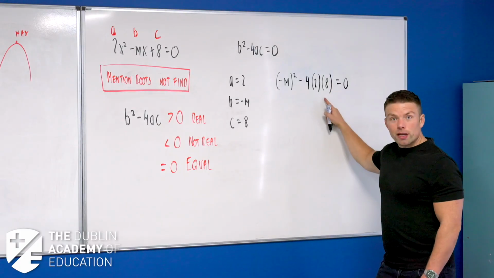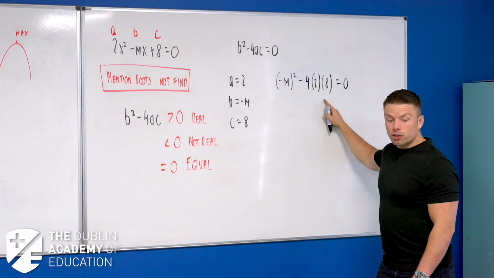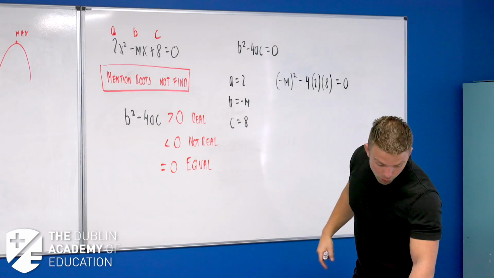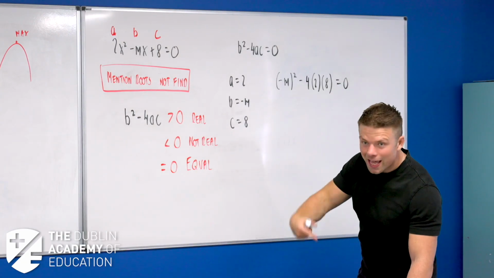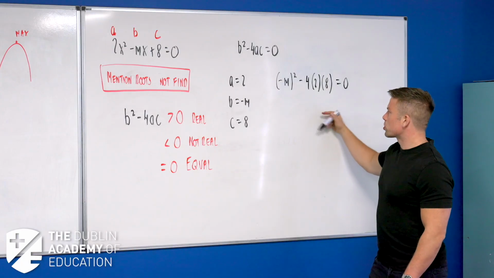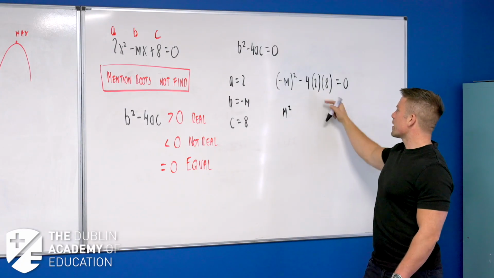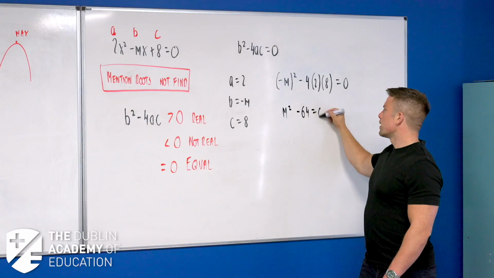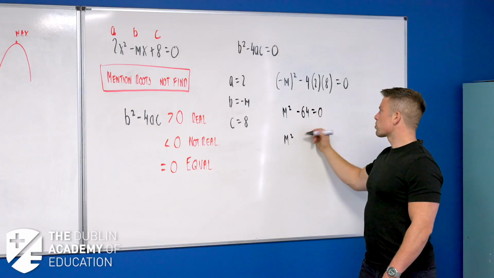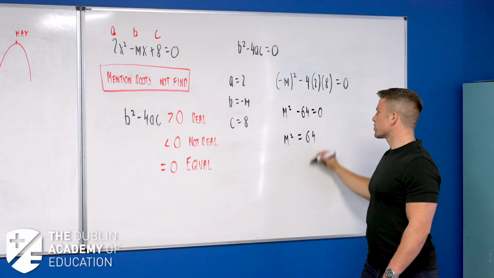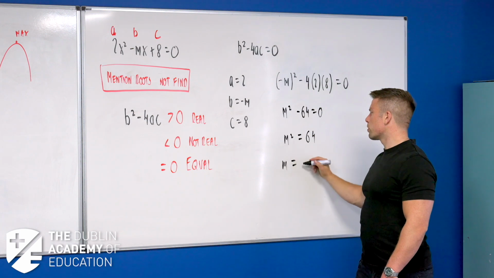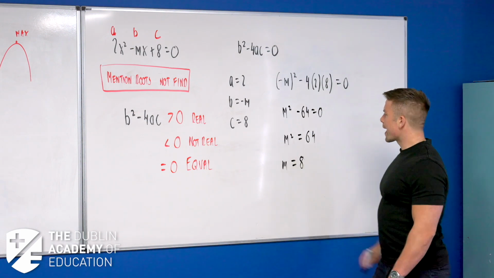Now, I genuinely have a first year question. Because the question itself said, find the values of m. Find m, find the letter m. So all I've got to do is solve this. M squared, that's what, minus 8 by 8, so minus 64 equals 0. M squared equals 64, square root both sides, m is equal to 8.